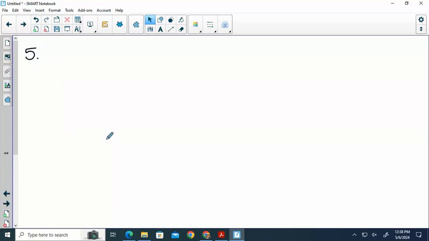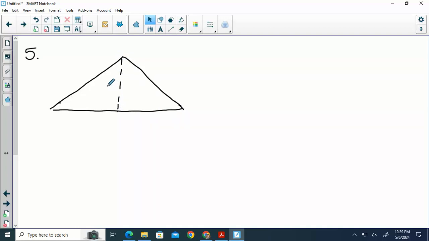Number 5. A person standing on top of a 13-foot high sand pile wishes to estimate the width of the pile. So we have a pile. Okay, the height of it is 13. We're trying to find how wide it is. He locates 2 rocks on the ground at the base of the sand pile. The rocks are on opposite sides of the sand pile.